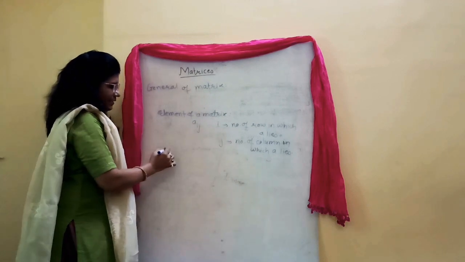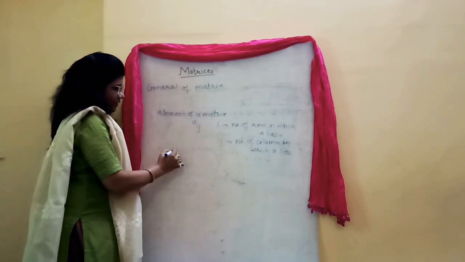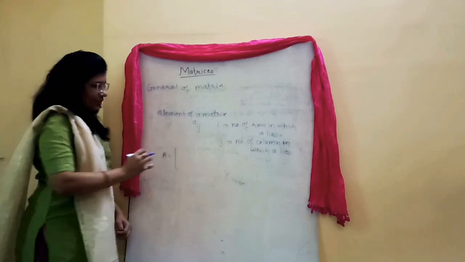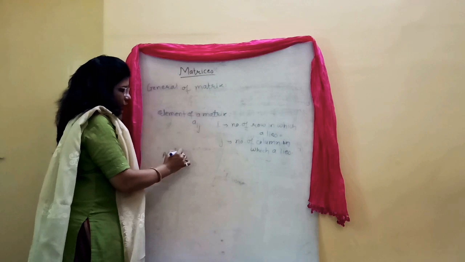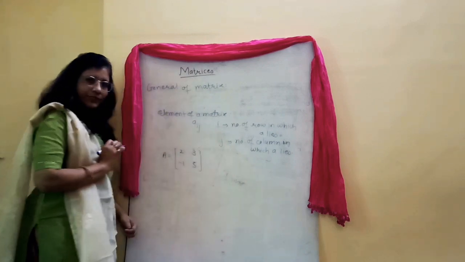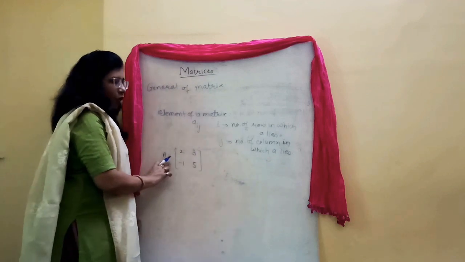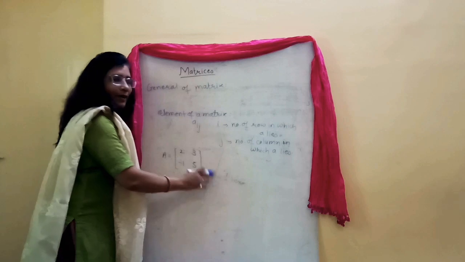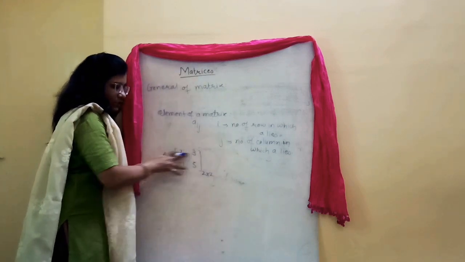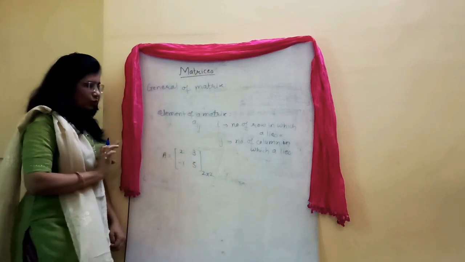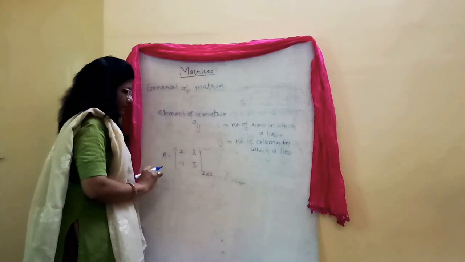Now what is it? Let me explain it first. Suppose a matrix is there, A. A is a matrix. So suppose 2, 3, minus 1, 5. This is a matrix. Now the order of this matrix is 2 by 2. It is written like this, 2 by 2, because there are 2 rows and 2 columns. Order is written generally like this.